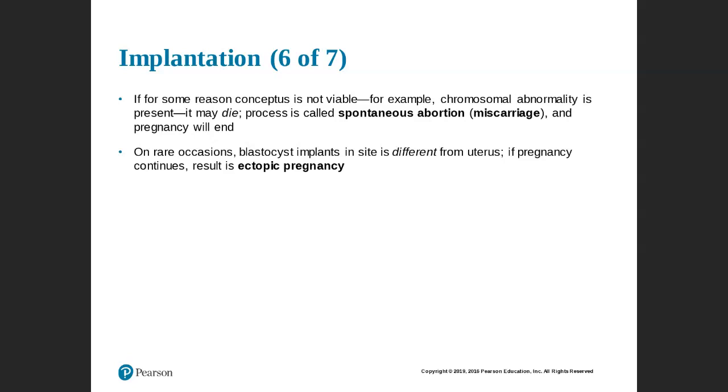So if for some reason the conceptus is not viable, for example, if there's a chromosomal abnormality, it may die. That process is called spontaneous abortion or miscarriage, and the pregnancy will end. But sometimes a blastocyst will implant in a site that's different from the uterus, like in the oviduct, for example. And the pregnancy then continues. That's what we call an ectopic pregnancy. This can be very dangerous for the mother because those can bleed and hemorrhage, because any place other than the uterus is not well suited for supporting a developing embryo.